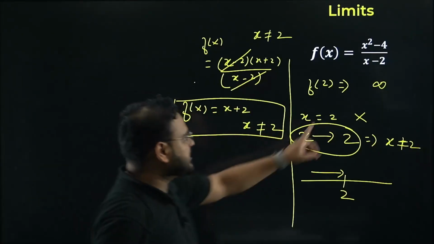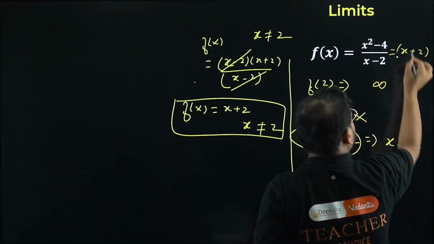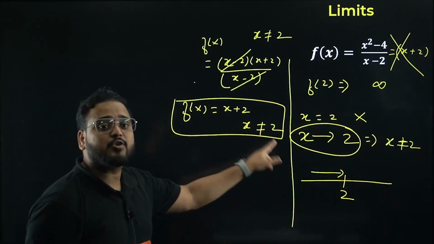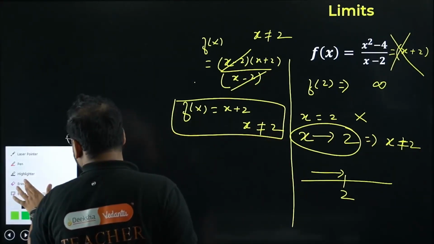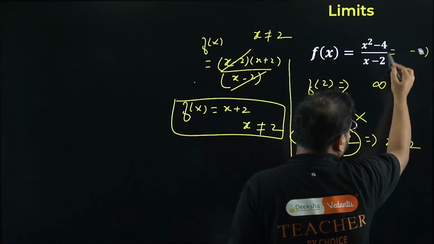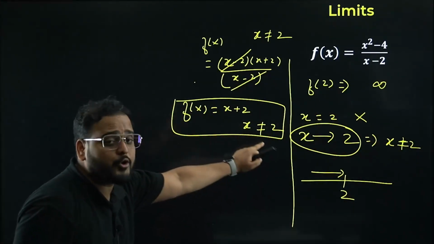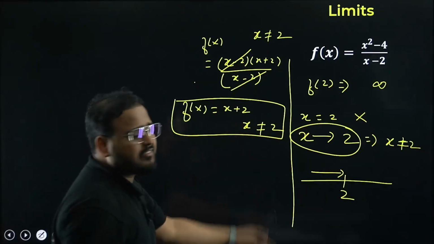If you're writing only this much and write this equals x plus 2, this whole thing is wrong. But if you write x plus 2 with the statement x not equal to 2, then it is correct. So you can see the difference now. This is not right because you have not written x not equal to 2. But when you write x not equal to 2, then the function definition is correct. Now you can find the function value.